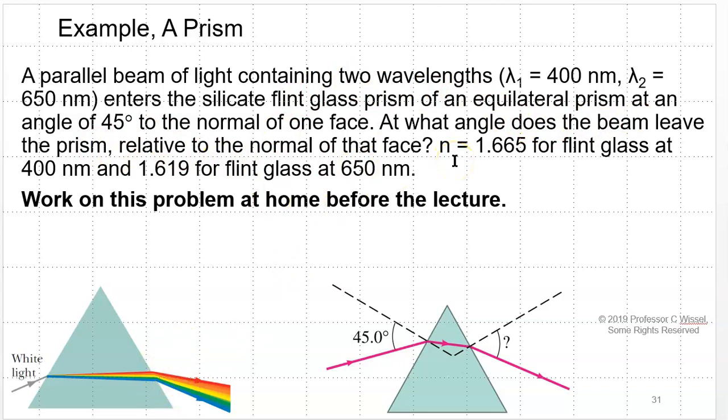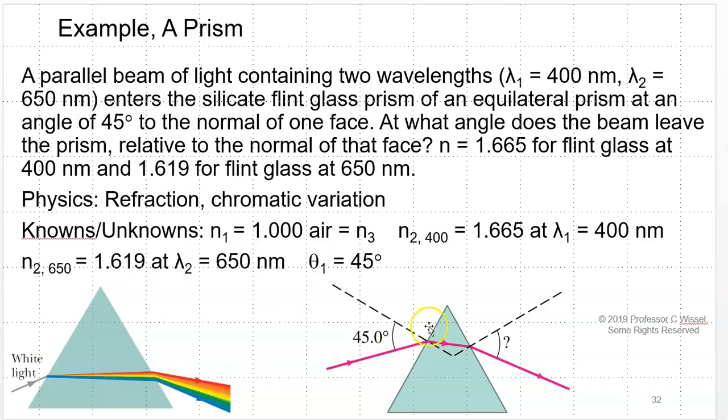Now, the light is going to split up. It's going to disperse because the index of refraction for flint glass at 400 nanometers is 1.665. It's higher, as expected, than the index of refraction for flint glass at 650 nanometers. And again, you should work on this problem at home before the lecture. Okay, so the first thing you want to do is draw yourself a picture. Here's your prism.